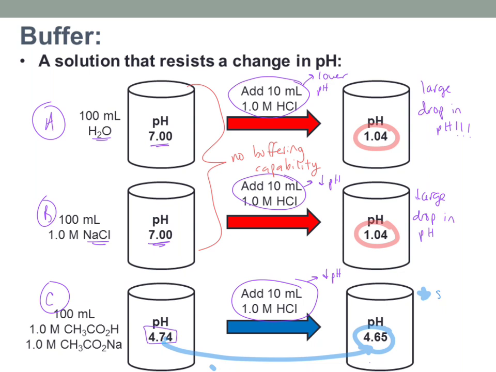So I'll put a small change in pH. It didn't change that much, even though I added a bunch of a very strong acid. So this is what we mean when things resist a change in pH, that they don't change pH that much. It's not that big of a difference is the idea. So this would have some buffering capability. This would be an example of a buffer, a buffered solution, because it didn't change its pH that much. It resisted that change.